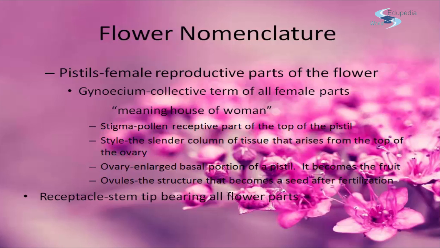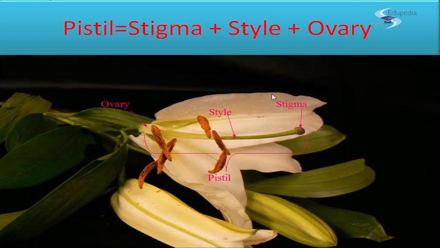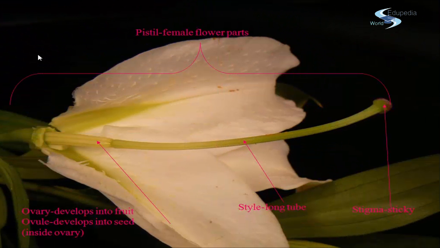And then comes the receptacle. It is the stem tip that bears all flower parts, which I have shown you in the diagram. So this is the pistil, this is the tip of the flower, which is called the stigma. This is the style, and this is the ovary, the bottom part. And this is the anther, and these are the filaments of an anther. So this is your monoecious plant, in which female as well as male reproductive parts are present. So this is your pistil, the female flower part.